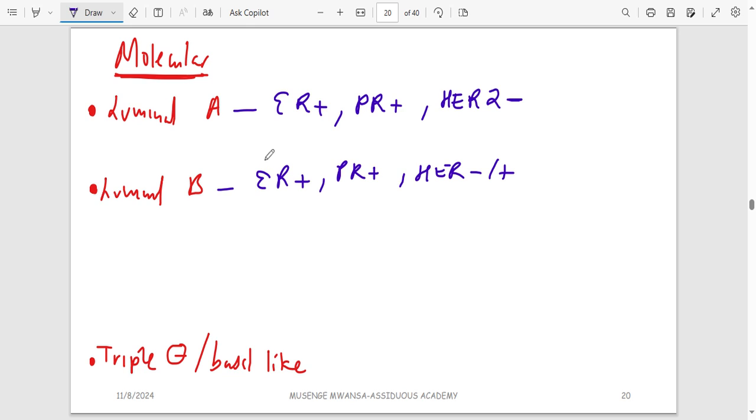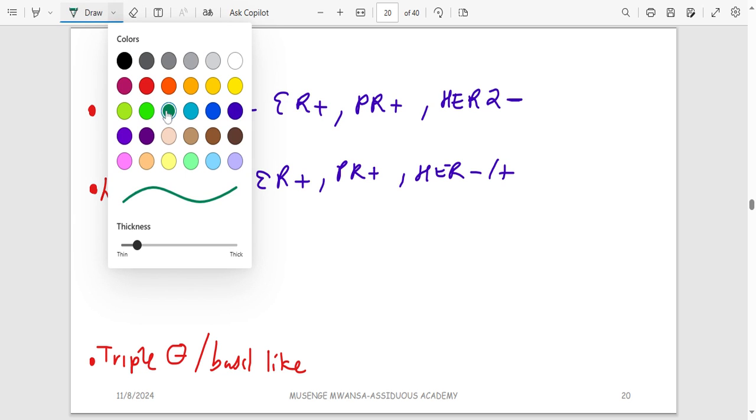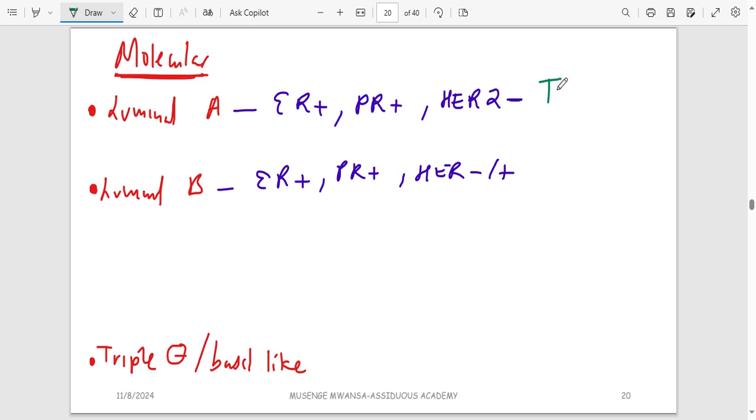So the importance of you knowing this is, for Luminal A, since it has estrogen receptors, the cancer has estrogen receptors. It has progesterone receptors. It doesn't have HER2 receptors. When he was teaching, he said at least just know this one: you can use the drug tamoxifen for this one.